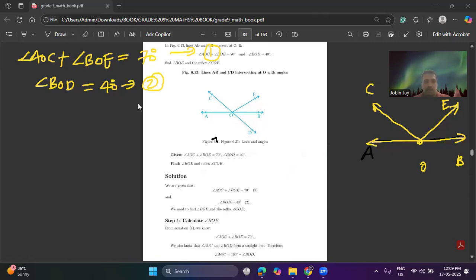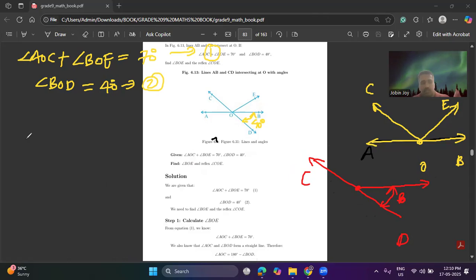So I'm doing one thing because I know this angle, right? This angle is 40 degree. So what I'm doing is I'm taking another color so that you can see. I am taking this line CD. This is C and this is D. And this is B.